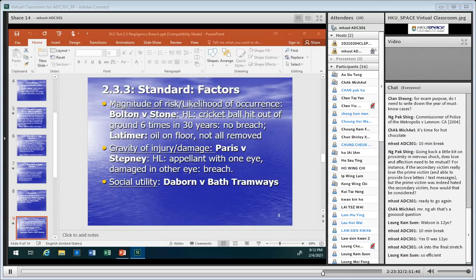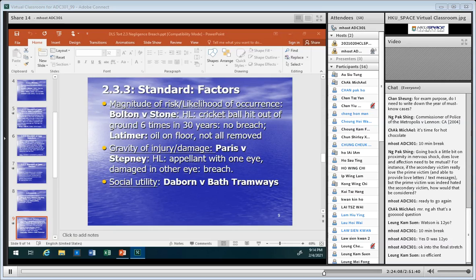Latimer is an interesting one, which I don't think is in your course. If you have a floor which is wet, and when I leave my room tonight, in room 301, there's normally a cleaner doing something on the floor, and they normally have a sign, okay. But in Latimer, there was not just water, there was oil on it as well, and it wasn't all removed, so somebody came along and slipped over and got injured. And the court found that there was breach there because they should have put up warning signs or something.